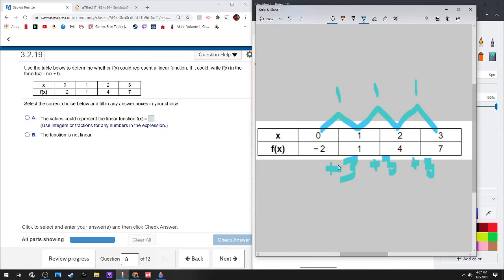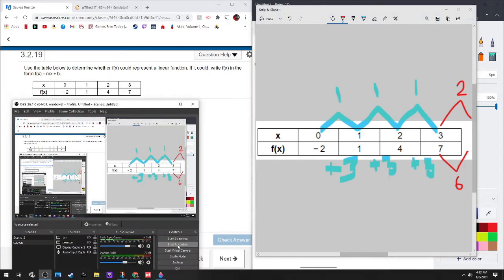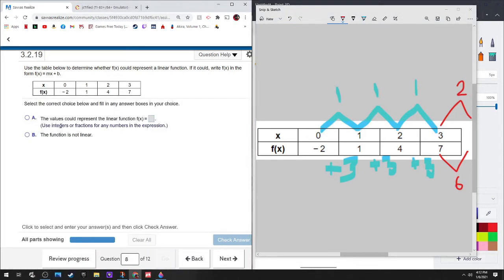If we ever get a slope that isn't the same between two of these, then it's not linear. A linear equation always has the same slope between each one. Now, that could mean instead of being 1 and 3, 1 and 3, 1 and 3, I could have 2, but then the bottom would be different as well. The bottom would be 6. But in this case, we just have 1, 1, 1, 3 through 3, so great.